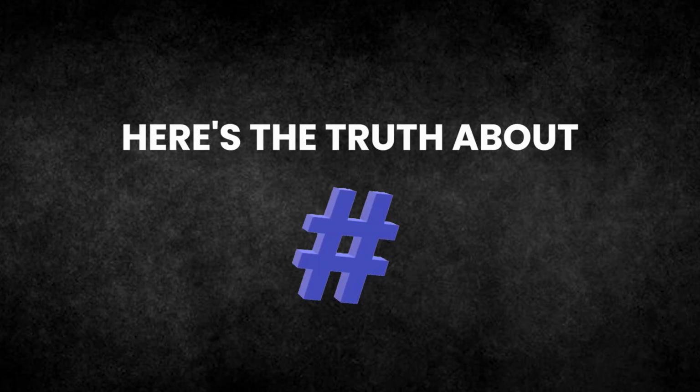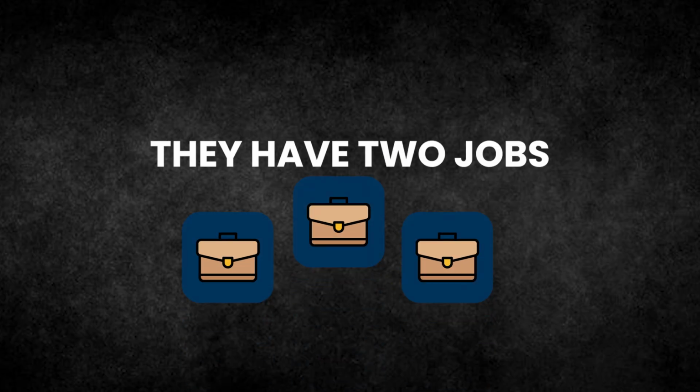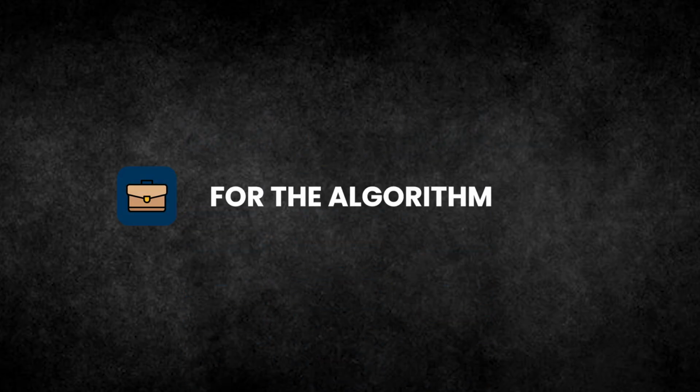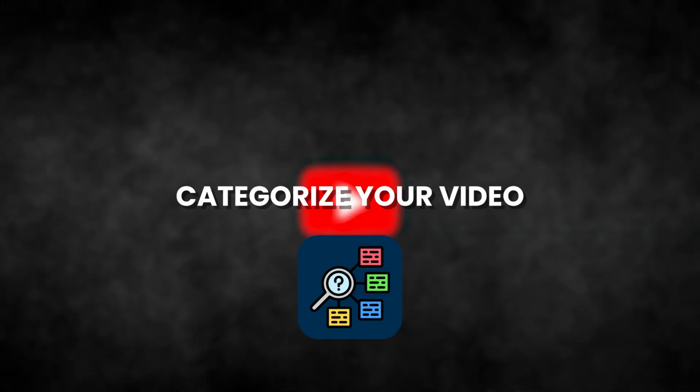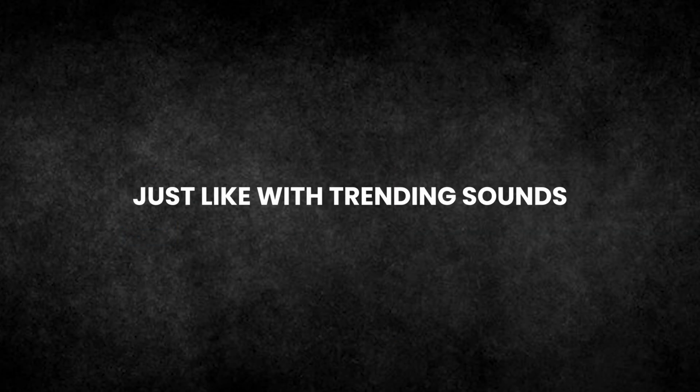Here's the truth about hashtags in the description. They have 2 jobs. Their first job is for the algorithm, helping YouTube to further categorize your video, but their second job is for your viewers. Just like with trending sounds, every hashtag creates its own clickable mini feed.